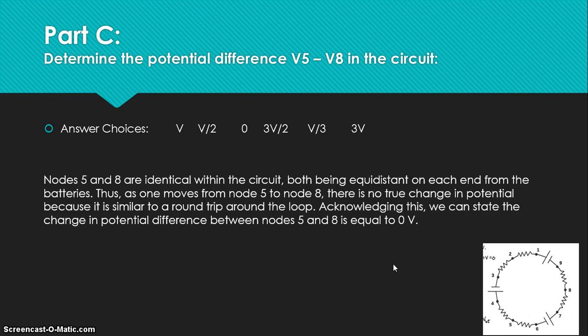As you move between the equivalent nodes, there is no true change in potential because it's similar to a round trip around the loop. And we know that for round trips around any circuit, the potential difference is 0 volts. That leads us to answer choice C.